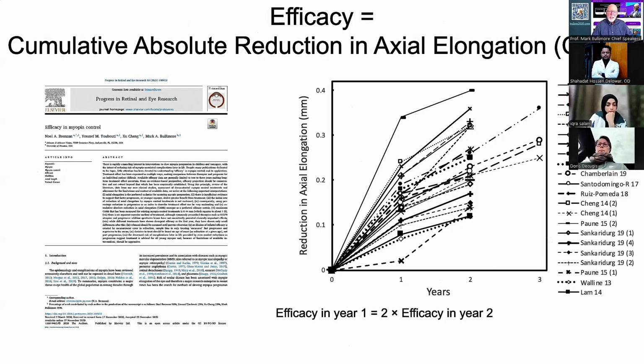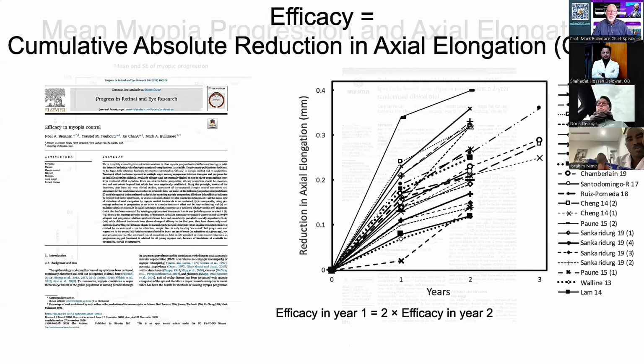And on the right, you can see the reduction in axial elongation. That's the efficacy of a myopia control intervention for a range of studies. And one thing you can see is that the lines aren't straight. You get a greater slowing or reduction in axial elongation in the first year than you do in subsequent years. And you'll see that on all the graphs I present later.